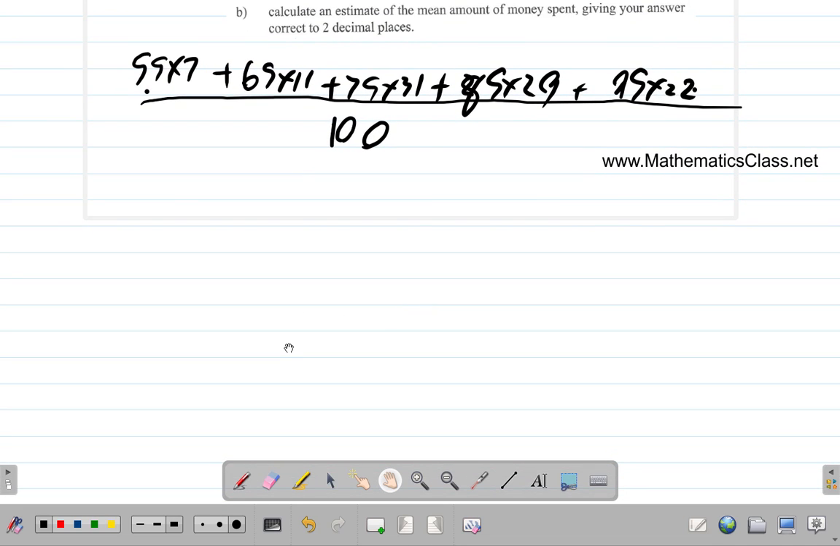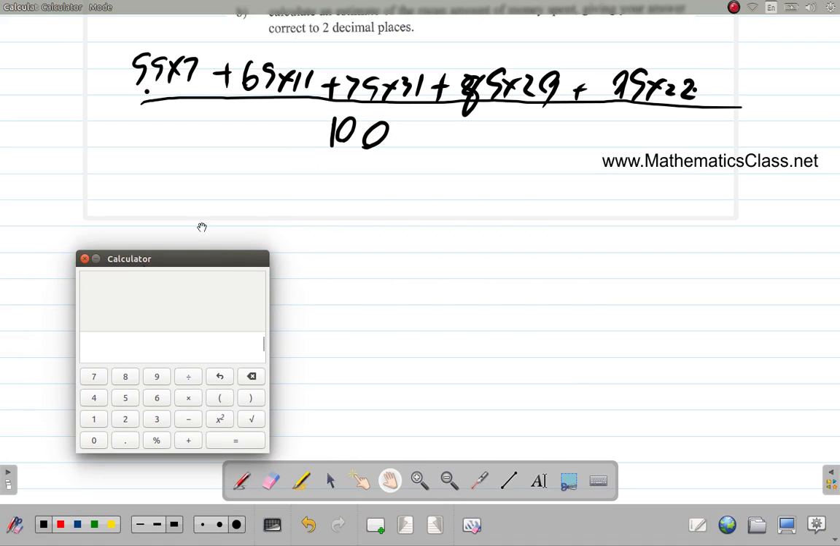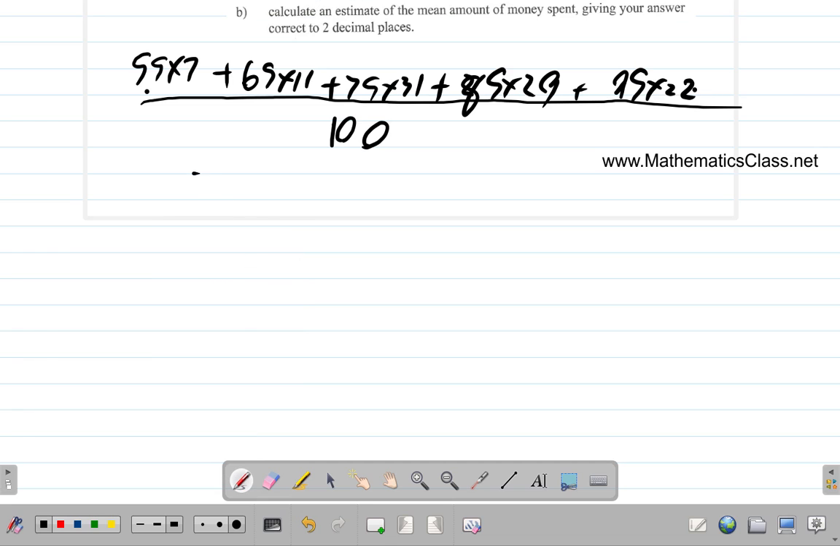So, let me get the calculator and do the calculation. You're going to have 55 by 7 plus 65 by 11 plus 75 by 31 plus 85 by 29 plus 95 by 22 equals 7980. Right? We have 7980 over 100. That gives you what? 79.8.